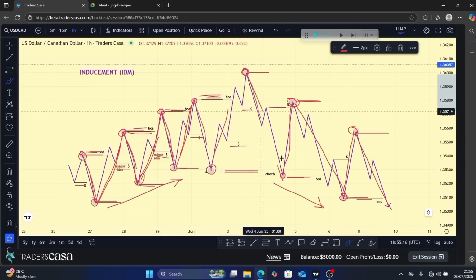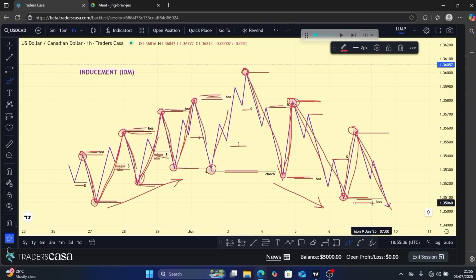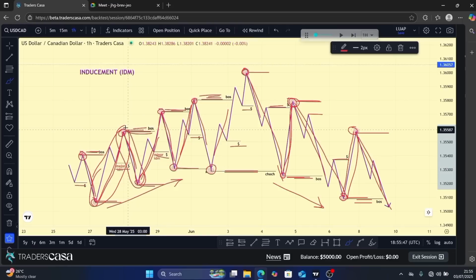You can see price retraces back for internal range liquidity, then reverses back for external liquidity, retracing for internal range liquidity, then reversing back for external liquidity. With this, you can easily identify that this one here is the impulsive leg and this one here is the corrective leg.